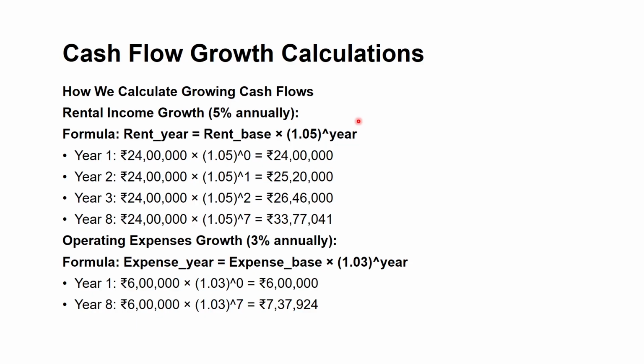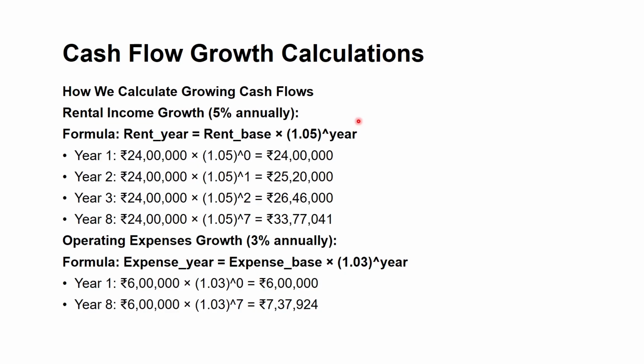Properties typically experience rental growth and expense inflation at different rates. For rental income, we use the compound growth formula. Year 1 rent is our base of 24 lakhs. Year 2 rent is 24 lakh times 1.05 to the first power, giving us 25.2 lakh. Then year 3 continues this pattern, 24 lakhs times 1.05 squared, so it is 26.46 lakhs, and by year 8 we calculate 24 lakhs times 1.05 to the 7th power, resulting in 33.77 lakhs. So, this represents a 41% increase over the 8-year period.